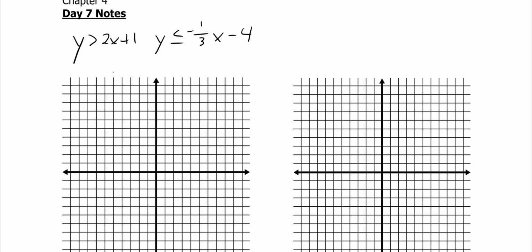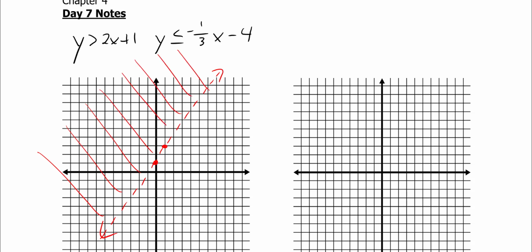Okay, so we're going to graph y-intercept of 1 and then slope is 2, so up 2 and over 1. It's a dotted line, so draw the dotted line. All right, and it's greater than, so we're going to shade above the line.